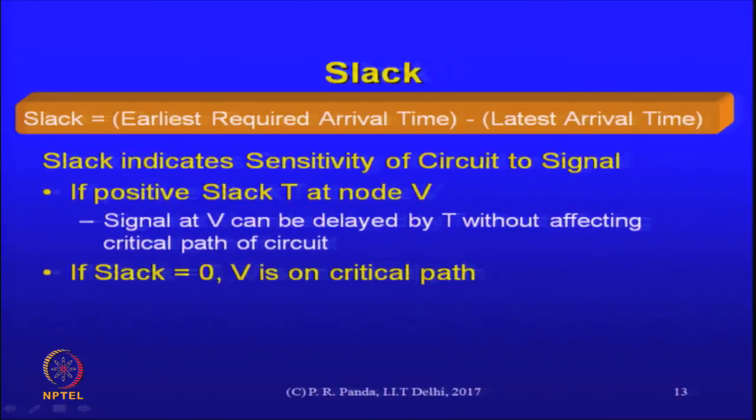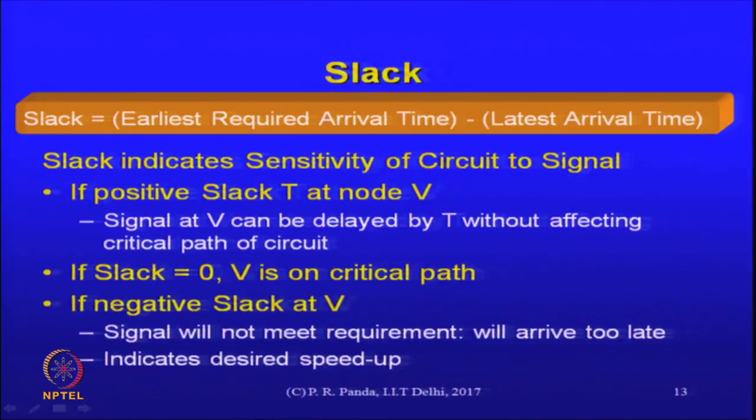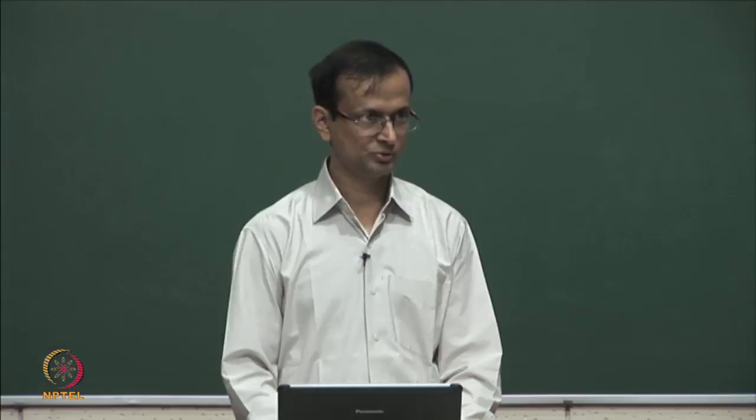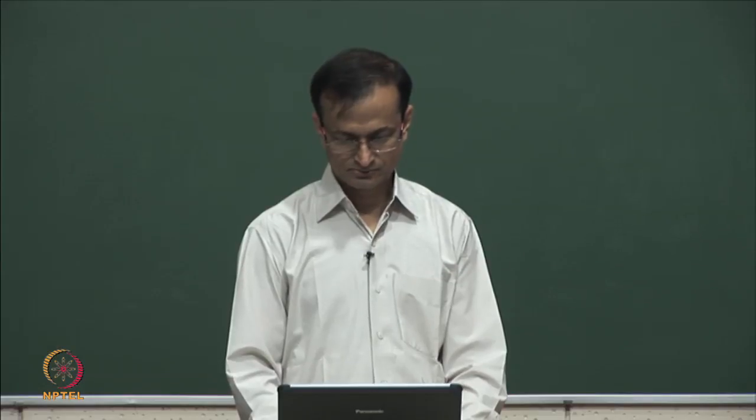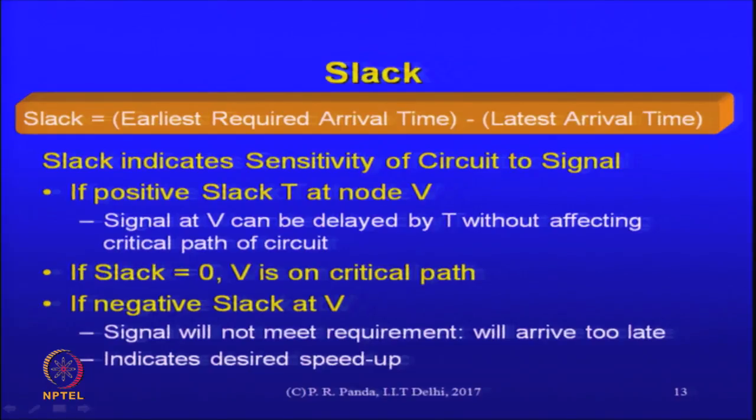If that slack is 0, then that node is on the critical path. If it gets delayed a little bit, then that delay will propagate all the way to the output. If it is negative, it means that that signal will not meet the timing requirement. Okay, it will arrive too late. What does that tell us? That is important information, we have to do something about it. There is some speed up, some acceleration that is needed as of now, because we are not meeting the required timing.